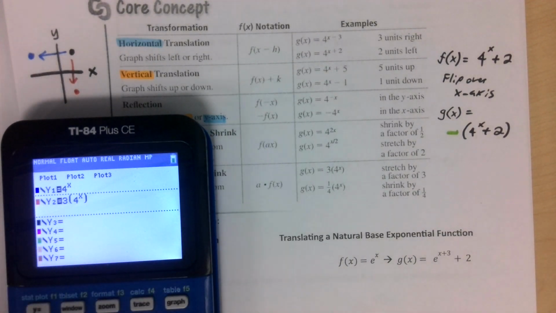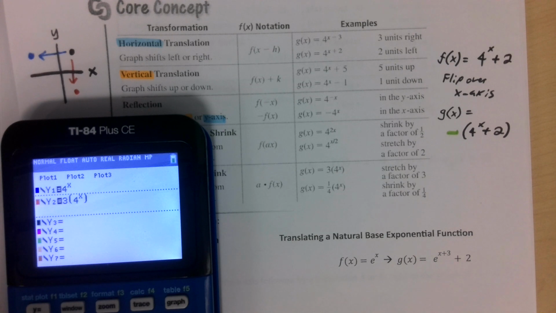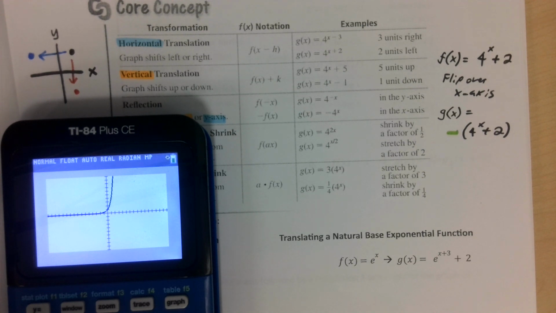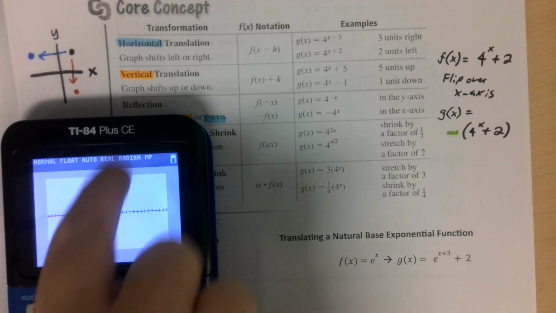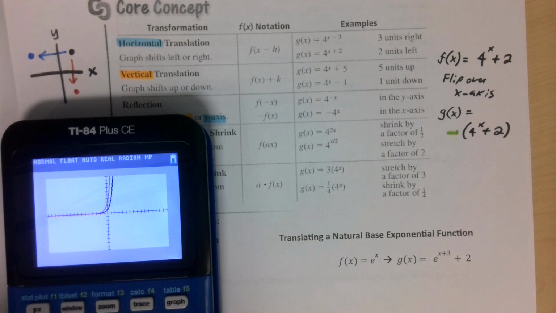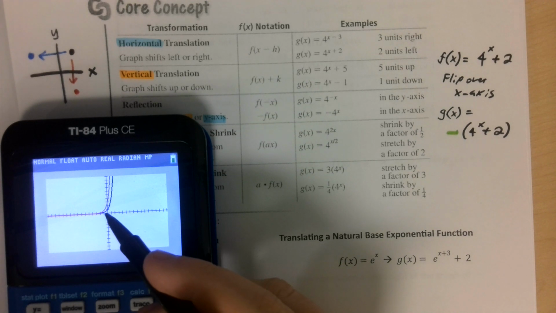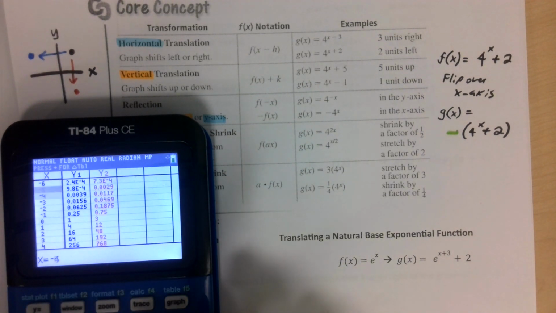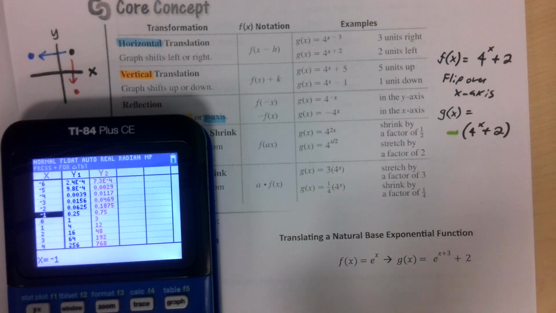I put it in parentheses just to be safe. So 3 times 4 to the x is going to look like this. You can see it? There's our vertical stretch. That is a vertical stretch by a factor of 3. It's growing 3 times more. Here on the blue, we have the 0.01. Here on the red, we have the 0.03. And if we look on the table, every red value is 3 times bigger than the blue value. That's what it means to be a vertical stretch.